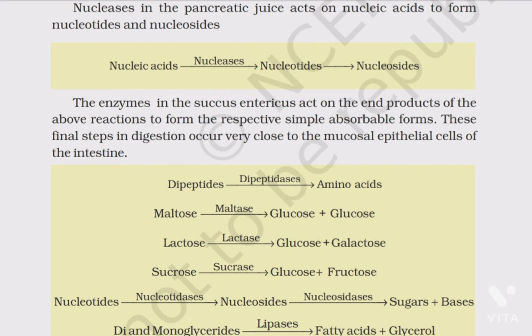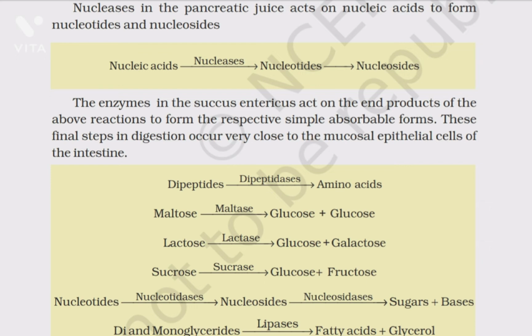Dipeptides are converted into amino acids by the action of dipeptidase. Maltose is converted into 2 molecules of glucose by the action of maltase. Lactose is converted into glucose and galactose by the action of lactase. Sucrose is converted into glucose and fructose by the action of sucrase.